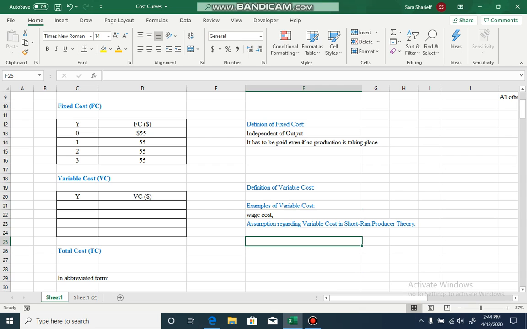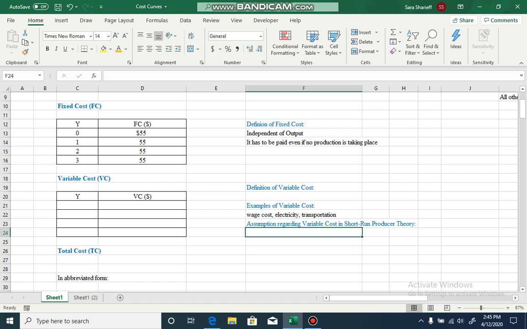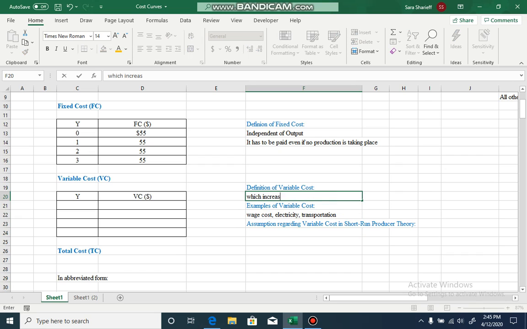For example, electricity. In order to produce more output, you will utilize more electricity, right? So electricity is also an example of variable cost. Similarly, transportation is an example of variable cost. If you're producing more goods, it means more goods have to be transported, okay? What is the definition of variable cost? Which increases with output, right?